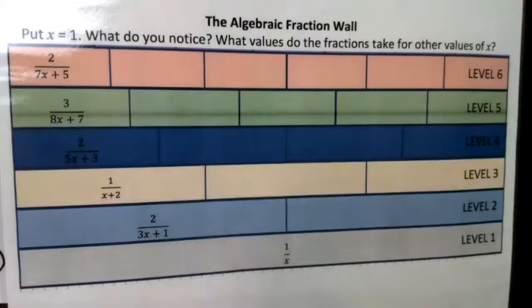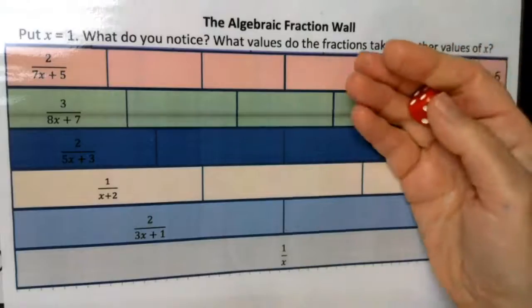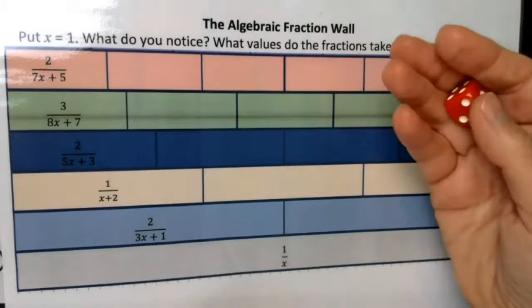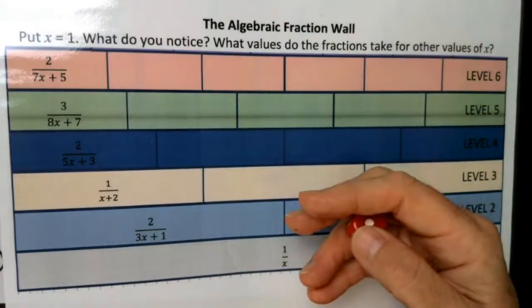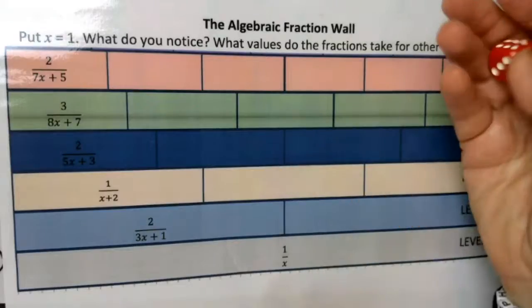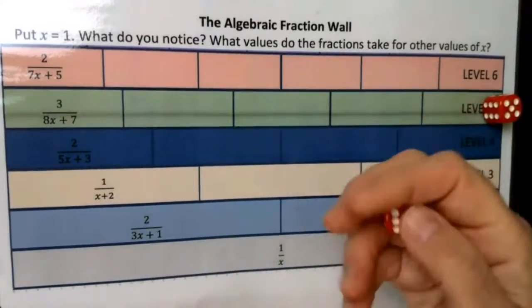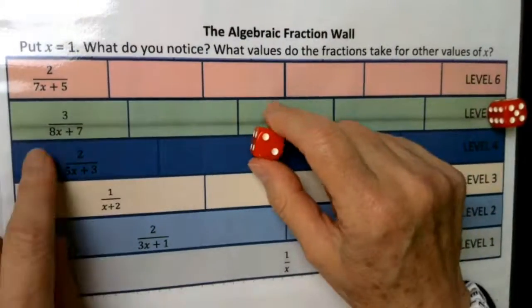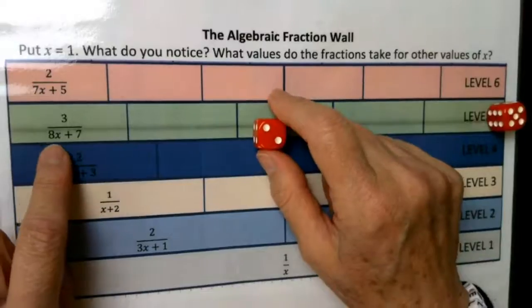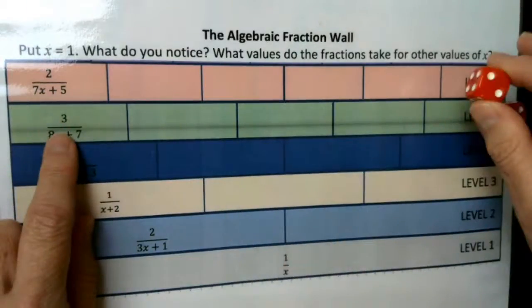But then the fun really starts here now. One at a time, you have to do this one at a time. The first one tells you which level you're going to be on. So we're on level 5. This is the first person. And the second one is 2, and 2 is the number you substitute for x. So 2 8s are 16 plus 7, 23. So this one is 3 over 23.